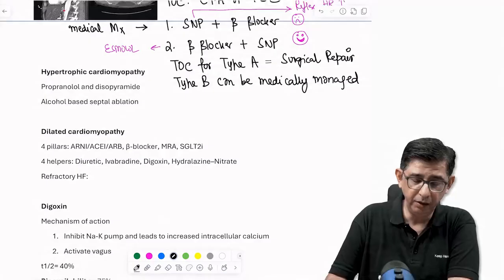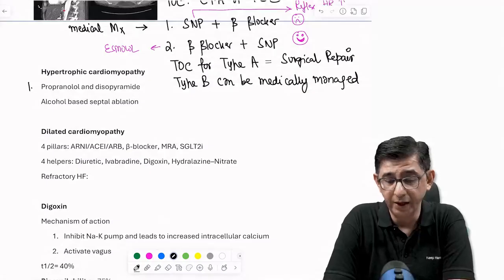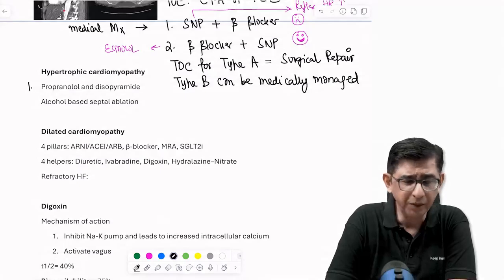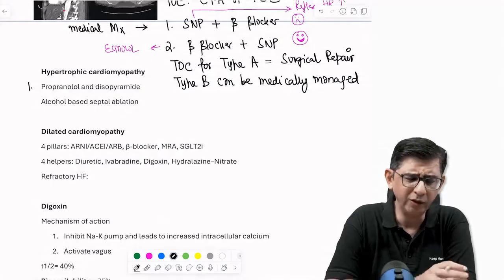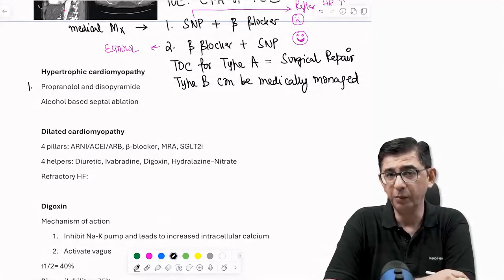Then I will also speak about a couple of drugs for cardiomyopathies, though cardiomyopathy slides would be coming subsequently. One of the main drugs that we use for management of hypertrophic cardiomyopathy is propranolol, because it helps in controlling the oxygen consumption of the heart. And then disopyramide, because we wanna reduce the left ventricular outflow tract obstruction, and it also reduces the chances of tachyarrhythmias.